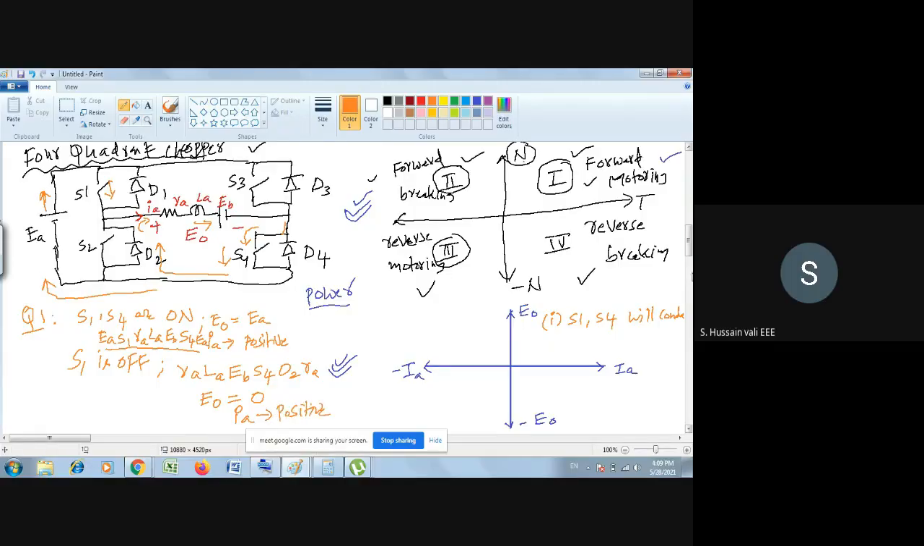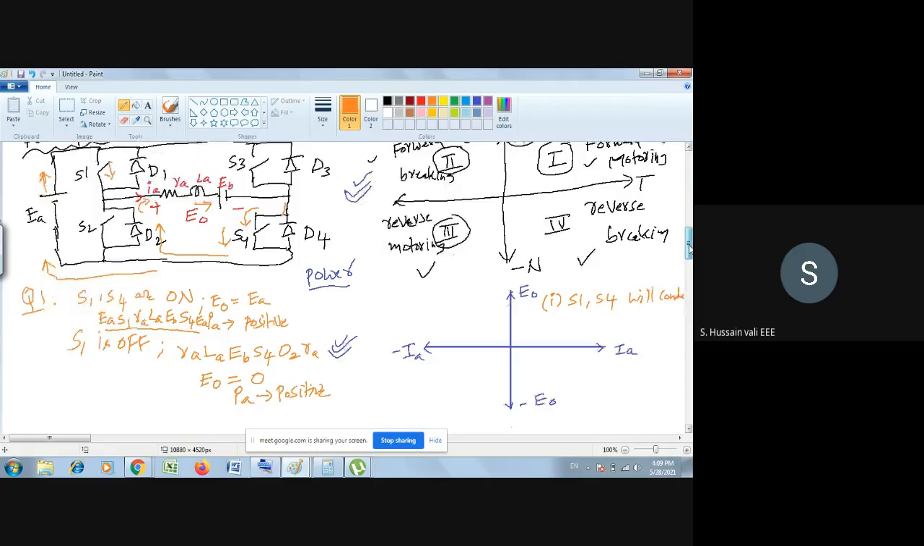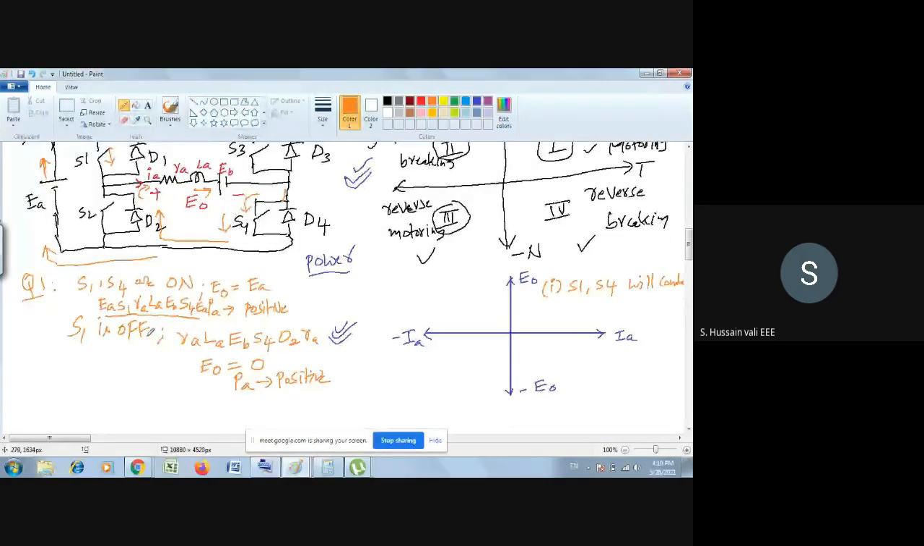Now please see yourself. In quadrant number 1, when S1, S4 are on, E naught is equal to EA, and the direction of the current IA is positive. When S1 is off, then you have seen E naught is equal to 0 and IA is positive. So if you take the average of E naught, E naught is positive and IA is positive. Both E naught and IA are positive, in the sense it is called the first quadrant. So you can operate in the first quadrant. I will write here: S1, S4 will be on, and in the second case S1 is off. That's the first quadrant.